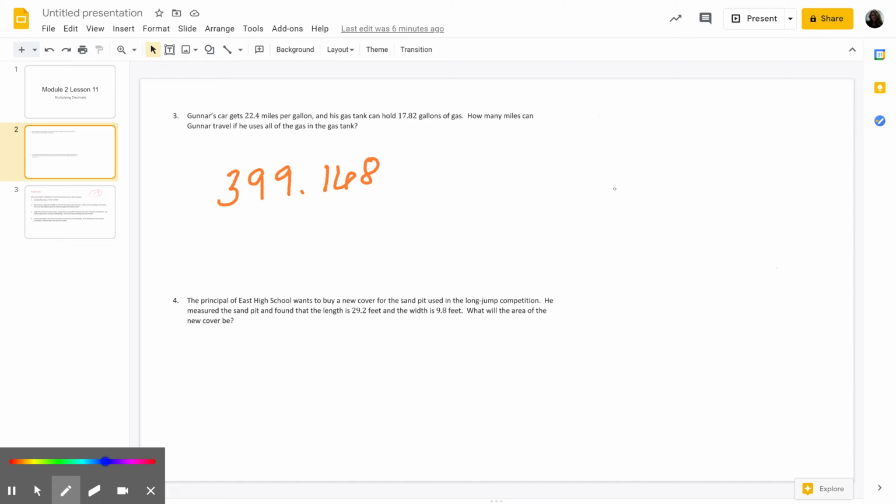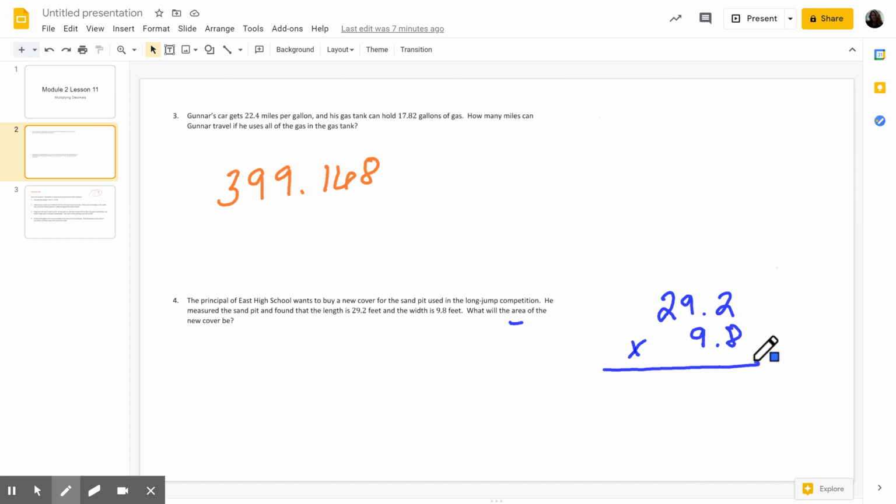So our next problem, the principal of East High School wants to buy a new cover for the sand pit used in the long jump competition. He measured the sand pit and found the length 29 2/10 feet and the width is 9 8/10 feet. What will the area of the new cover be? Whenever we're figuring out area, it is length times width. So I am going to do 29 2/10 times 9 8/10. So this is going to be approximately 30 and 10. So we're looking at an estimate of around 300 square feet.